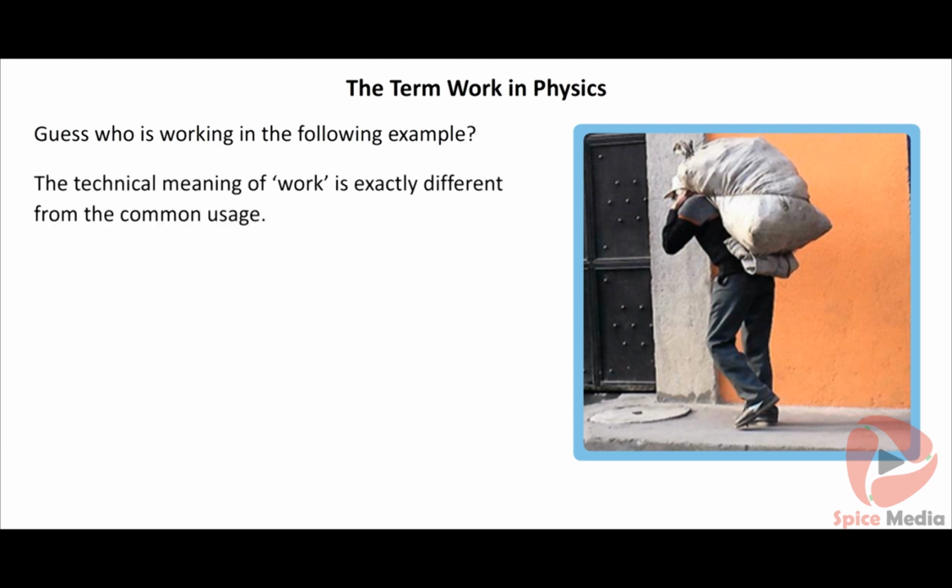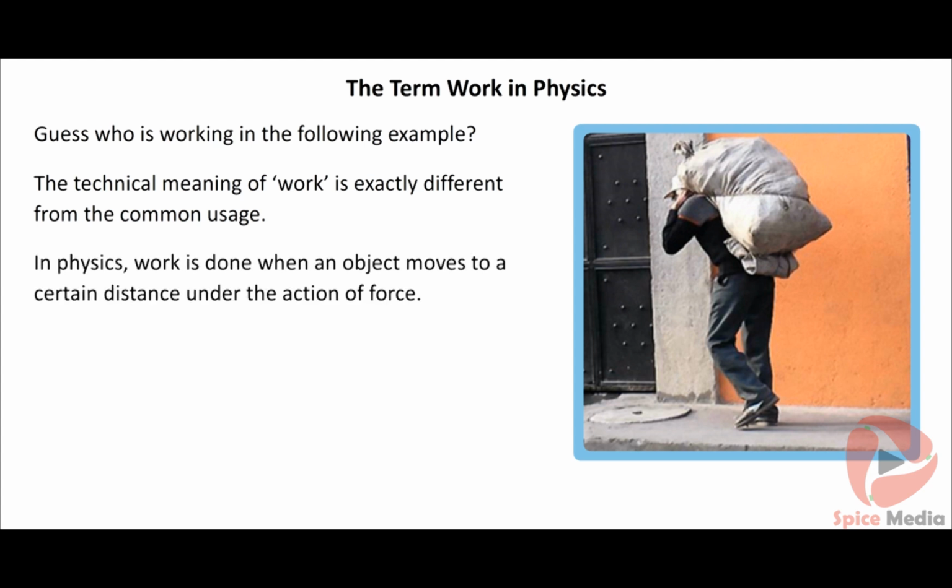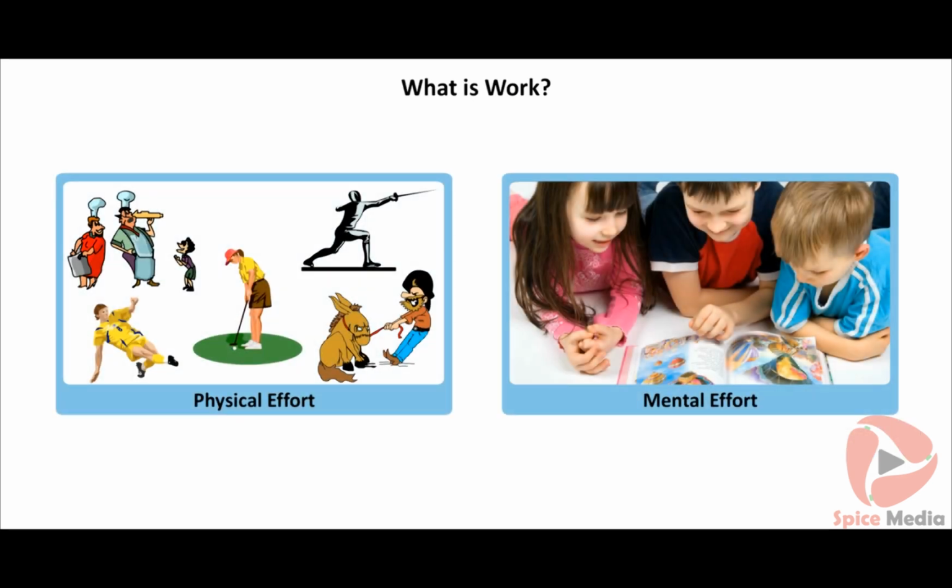The technical meaning of work is exactly different from the common usage. In physics, work is done when an object moves a certain distance, or if there is a change in displacement under the action of force. In day-to-day life, we use the term work to mean any physical or mental effort.